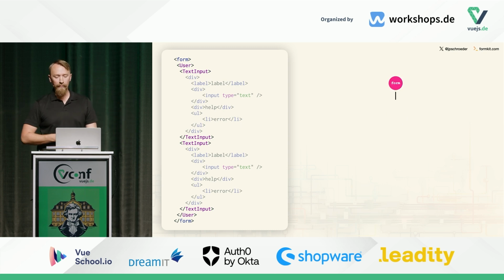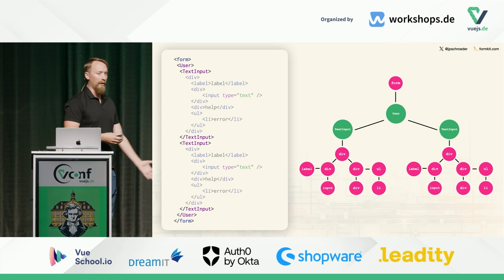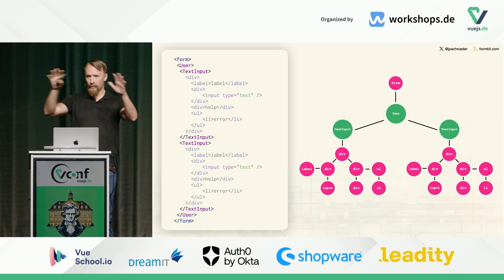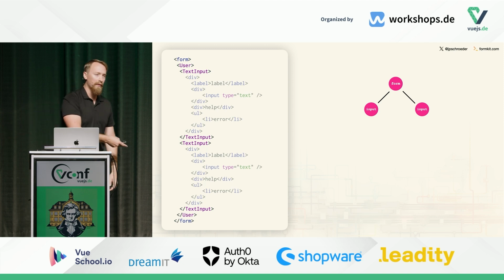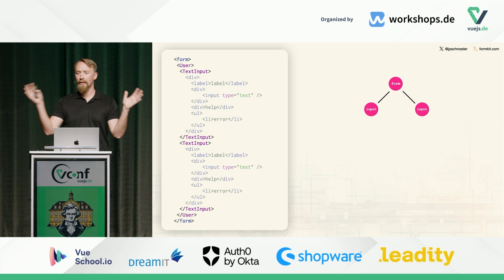We could diagram this in another way, very simply. Here is our form, our text inputs, and then all of those DOM elements, right? But what actually matters in this tree? Well, what actually matters is the inputs that belong to the form. That's actually all that matters. All the rest of it doesn't matter.